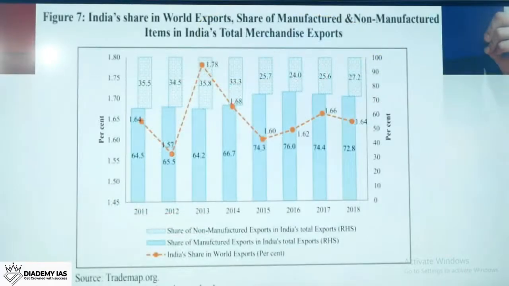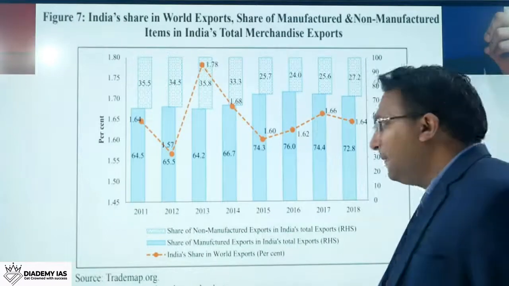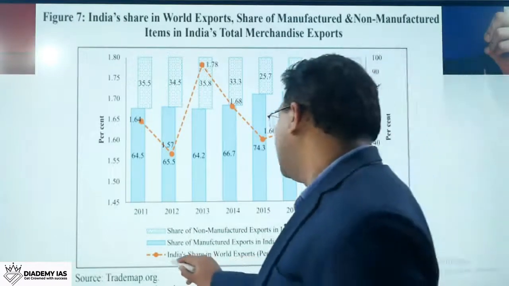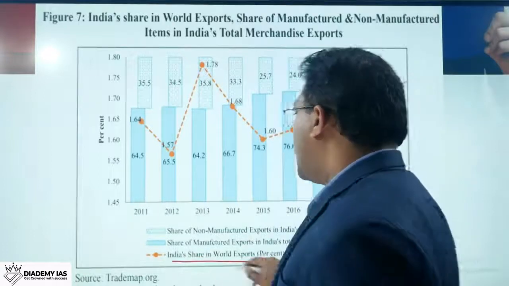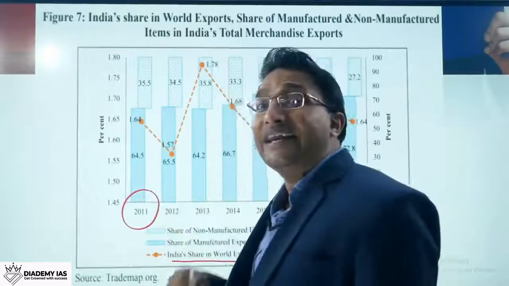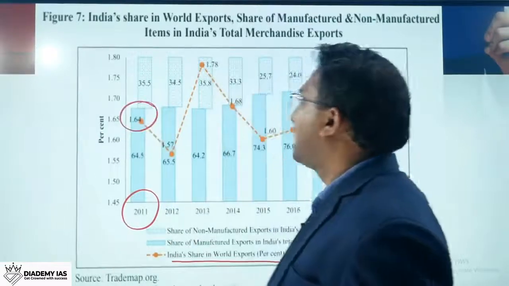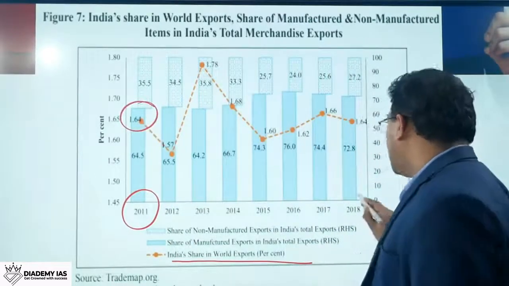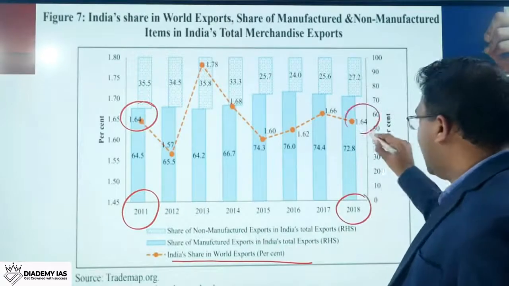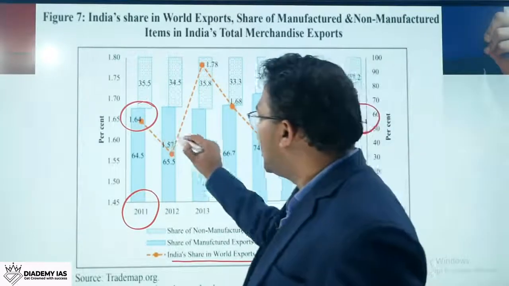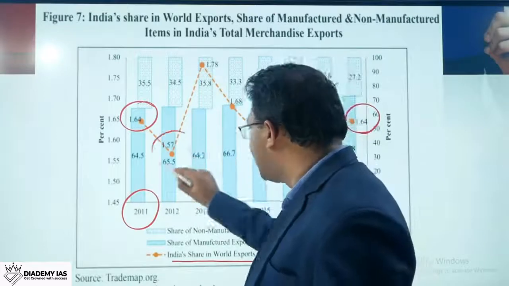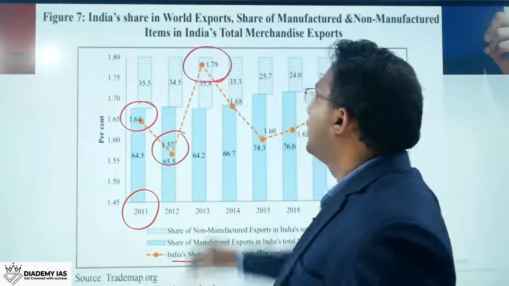So here you can see this figure which I have taken from the economic survey. India's share in the world exports. In 2011, almost 10 years ago, India's share in exports was 1.64% of world trade. In 2018, it remains the same. In between, it has been fluctuating. It went down to 1.57% and a maximum of 1.78%.